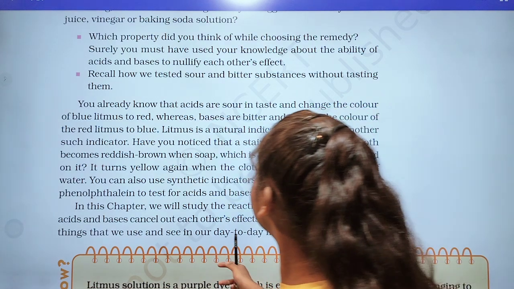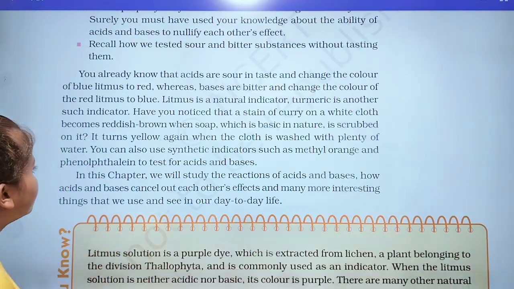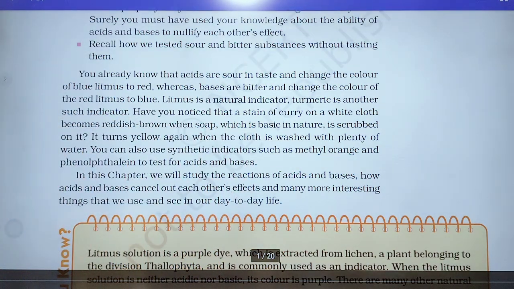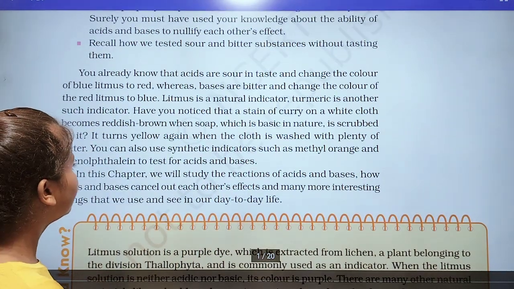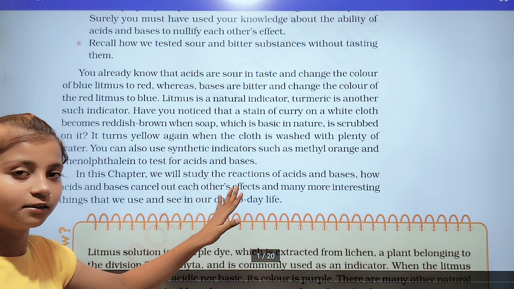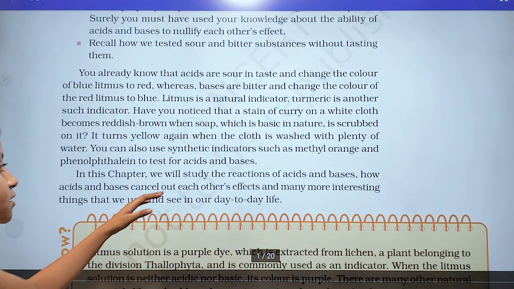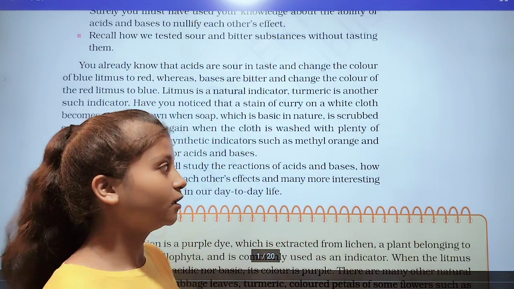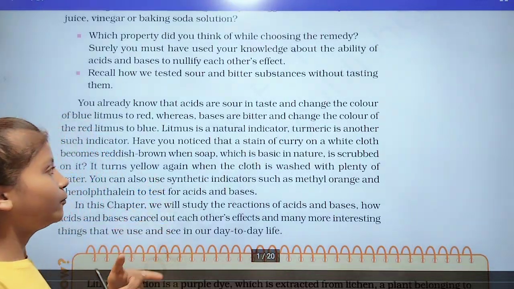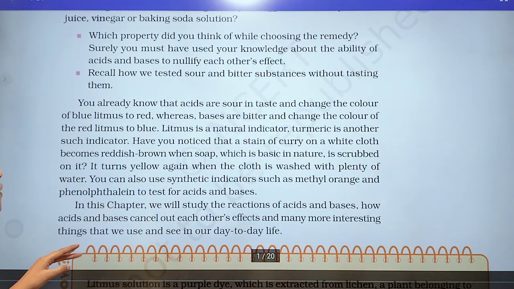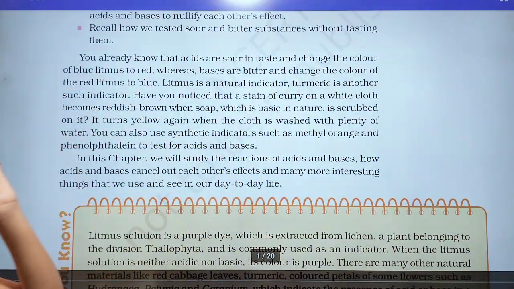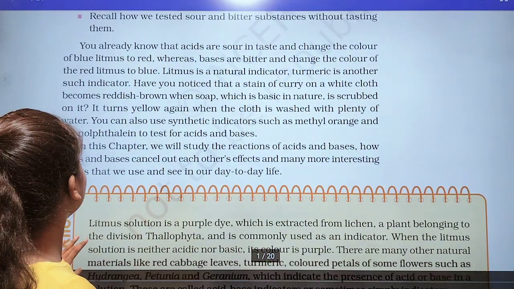Now again here it is given: you can also use synthetic indicators such as methyl orange and phenolphthalein to test for acid and base. It means these are two more synthetic indicators given here to test whether something is acid or base. So how do we test acids and bases? With the help of litmus, turmeric, and the synthetic indicators, that is methyl orange and phenolphthalein.